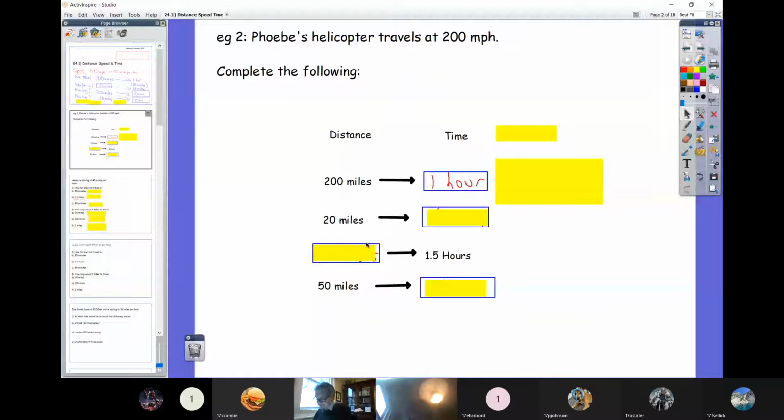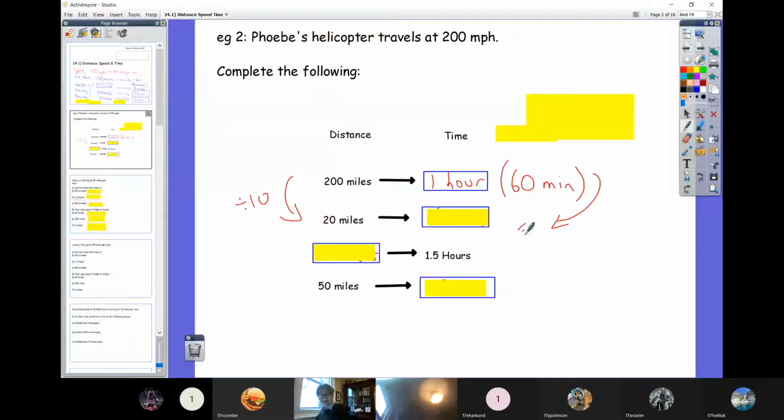So if you then had to work out how long it would take you to go 20 miles, okay, well, you divided the distance by 10, so you would have to divide the time by 10. And 1 hour is obviously 60 minutes, so you would divide your 60 minutes by 10, which means it would take you 6 minutes.